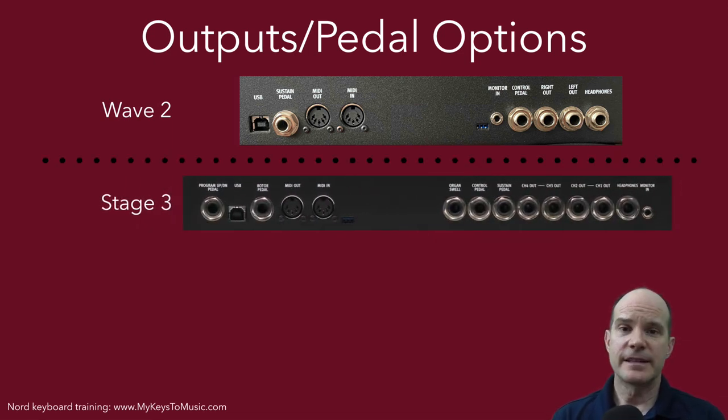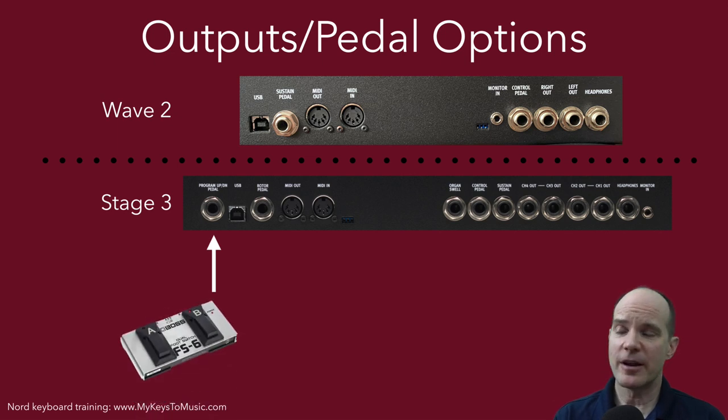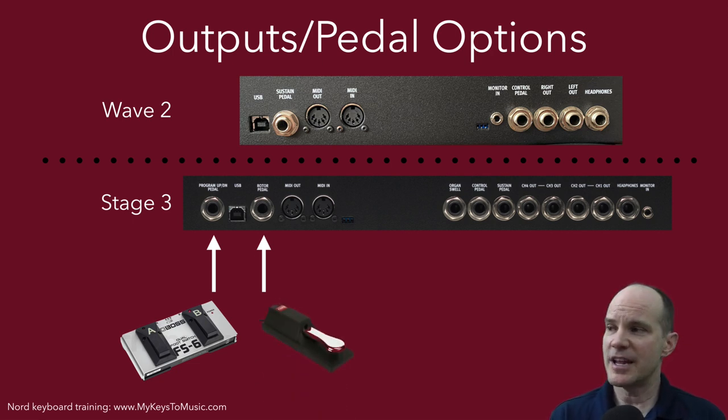Now let's take a look at the Stage 3 output options. It has everything that the Wave 2 has and the following additional features. It has a program up and down pedal option where you can get an optional Boss FS6 switch pedal, which will allow you to move up and down the programs, also known as patches, with your feet, which helps during a performance. It also has this optional rotor pedal, which you can take a traditional sustain pedal, plug it into the rotor pedal, and control the speed of your Leslie rotating speaker.